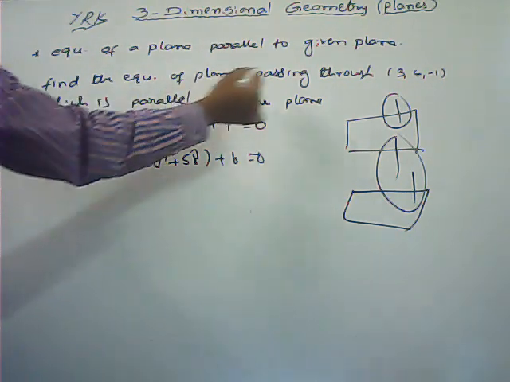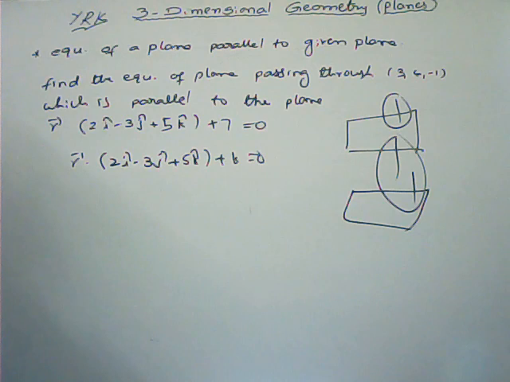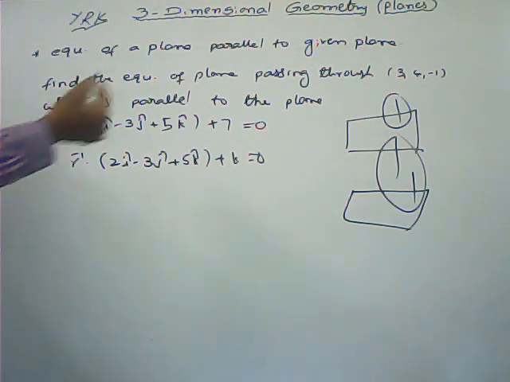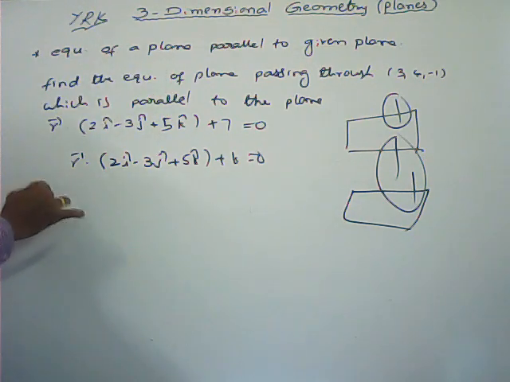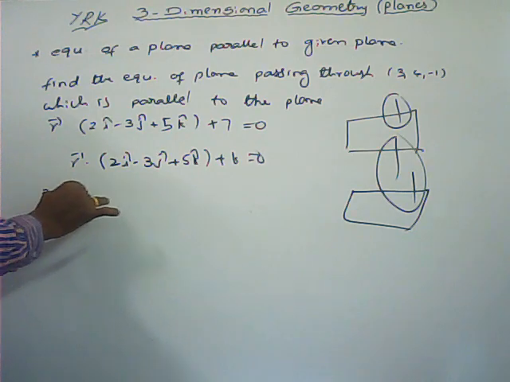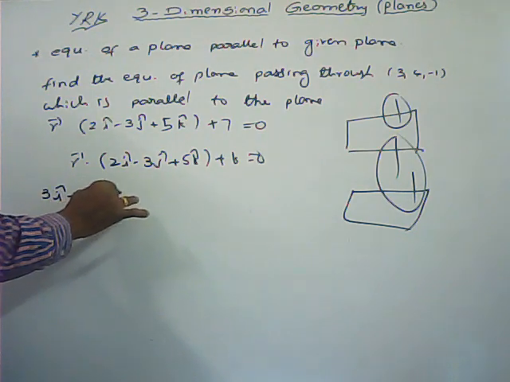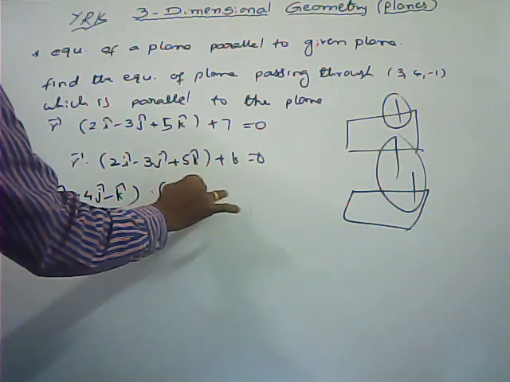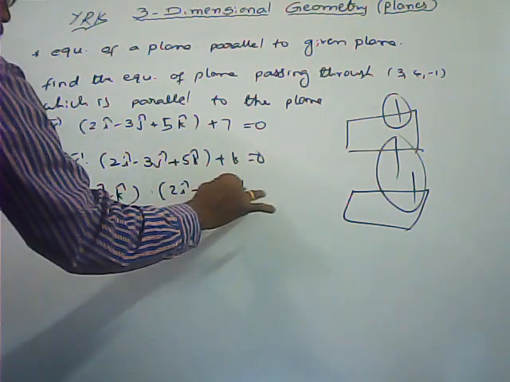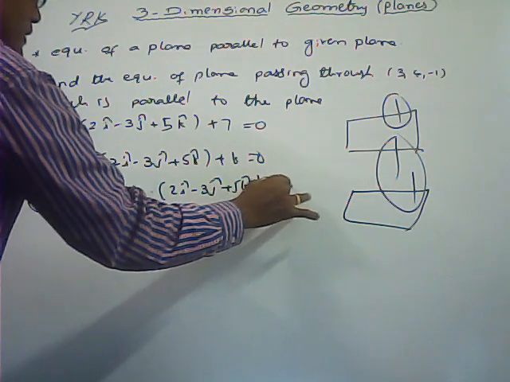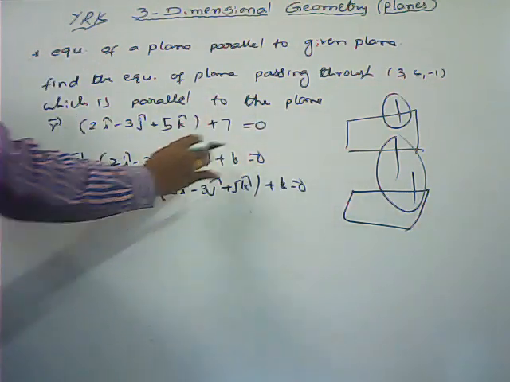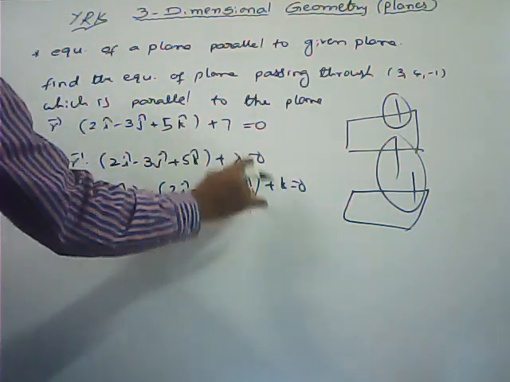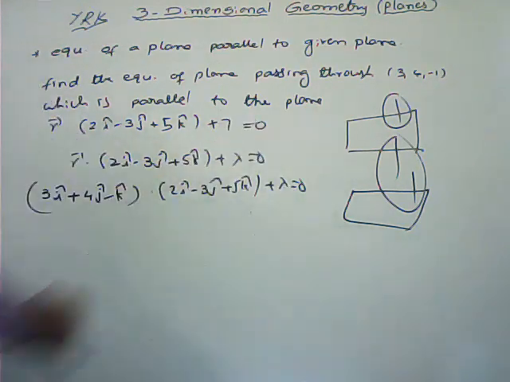So this one passes through the point. In the place of x, y, z, you can put 3, 4, minus 1. (3i cap plus 4j cap minus k cap) dot (2i cap minus 3j cap plus 5k cap) plus k is equal to 0. Otherwise, if you want, you can take lambda also. Here we are already using k, which may cause confusion. Without getting confusion, you can change the notation.